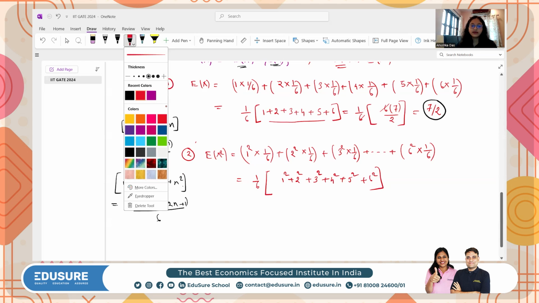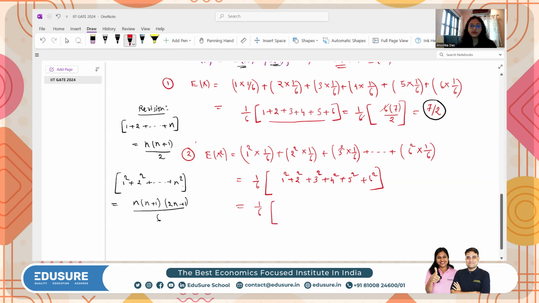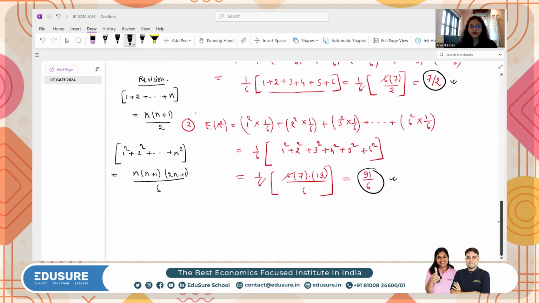Now if you use them here, n here is 6. 6 plus 1 is 7. 6 into 2, 12 plus 1 is 13. And then you have 6 here. Right? Okay. So it will be this. So you know what is the expected value and you know what is expectation of x square. So using this, you can now find out the variance.